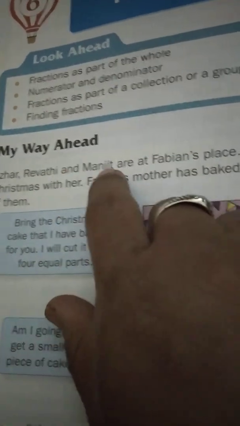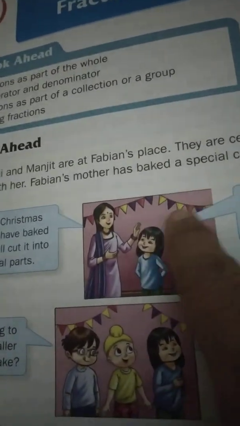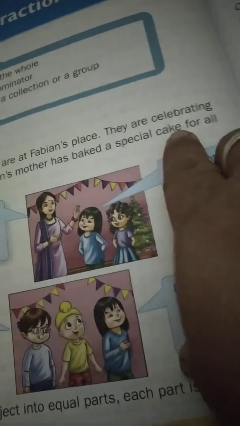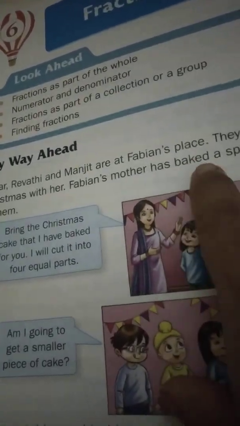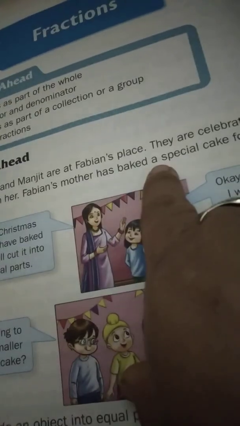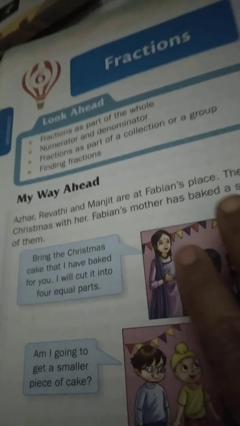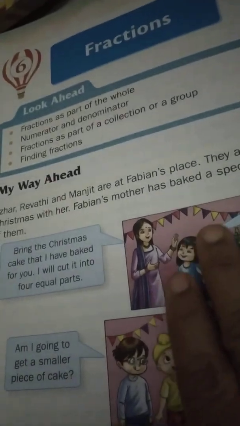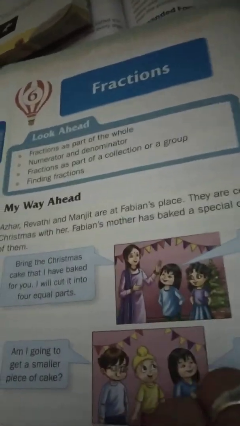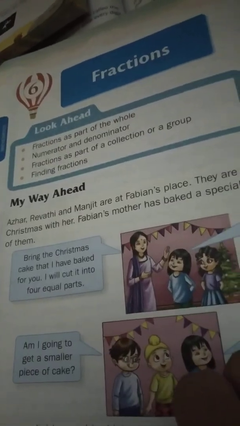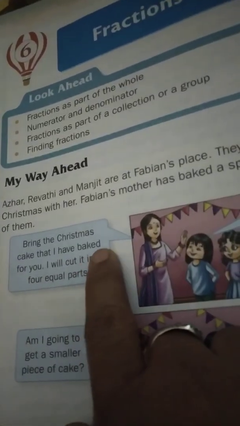Ajhar, Revati and Manjit are at Fabian's place. That means the party place. They are celebrating Christmas with him. Fabian's mother has baked a special cake for all of them. So three members are at Fabian's place, and Fabian is the fourth friend. Her mother is offering a special cake for all of them. "So bring the Christmas cake that I have baked for you."